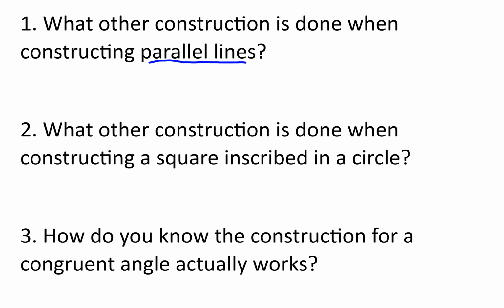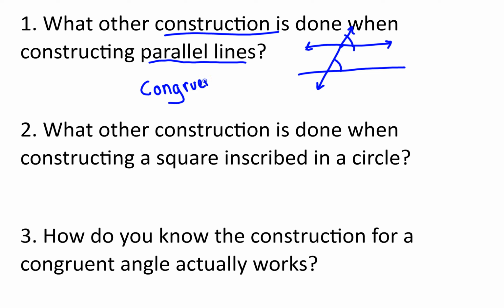So if you remember, when we do a parallel line, it looks something like this. You start with a line and a point, and then we drew another line through there. And then from there, we found out what this arc angle was, and we came up here and we duplicated that angle up here. And then we drew that parallel line through there. So when you're doing parallel lines, the other construction that's completed is a duplicated angle or congruent angles. So constructing congruent angles is the other construction done when doing parallel lines.